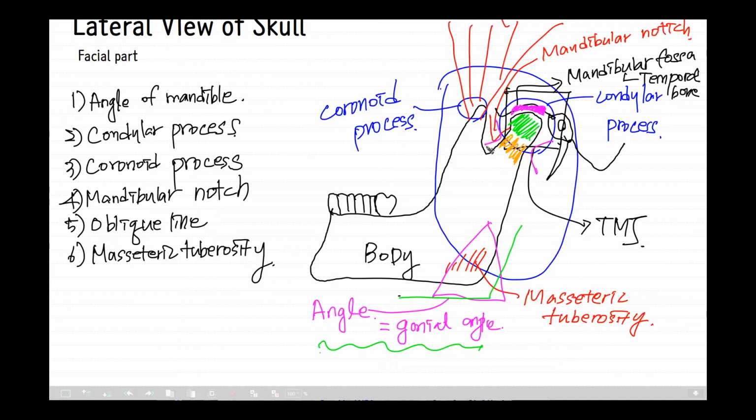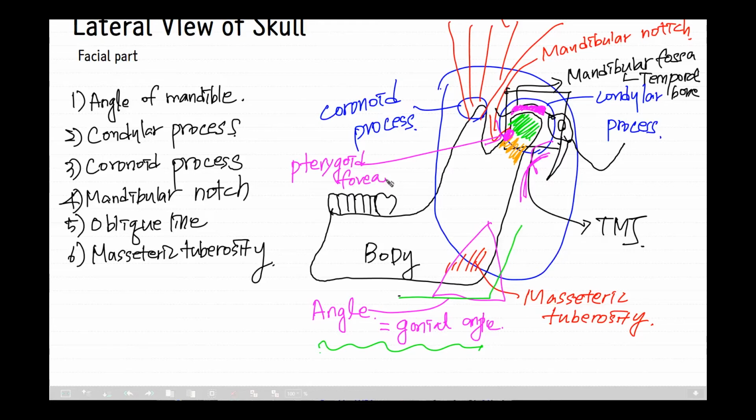It is flattened from before backward and strengthened by the ridges which descend from the forepart and side of the condyle. Its posterior surface is slightly convex, and the anterior surface has a depression for attachment of the lateral pterygoid muscle. This region we call the pterygoid fovea.